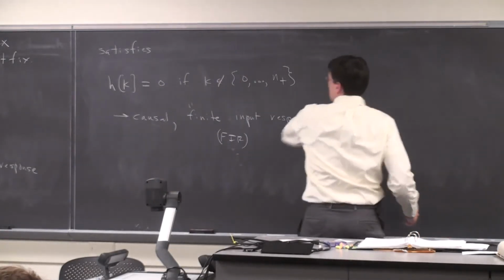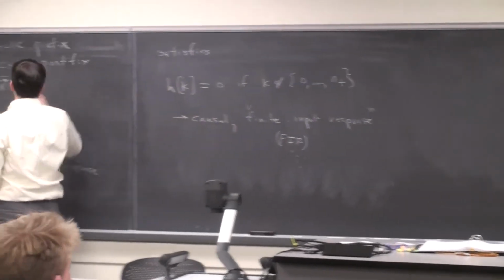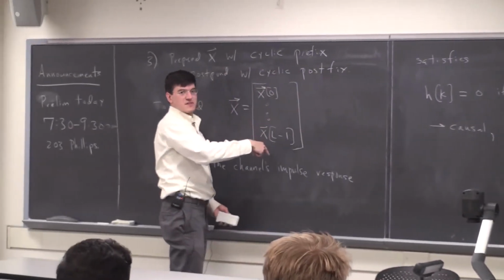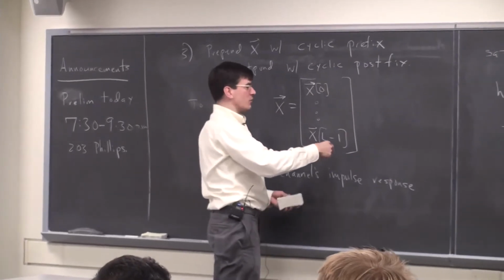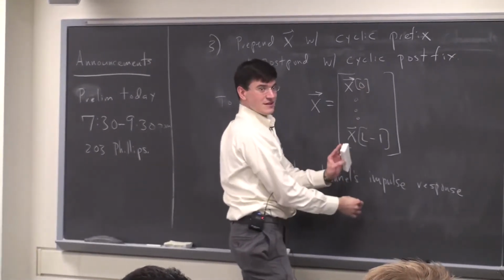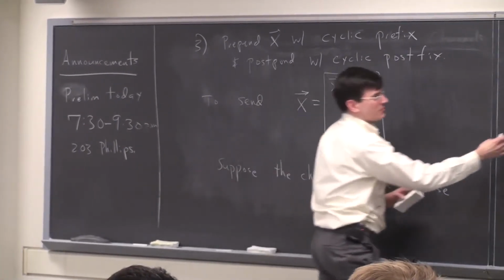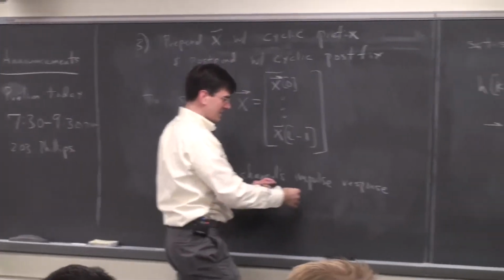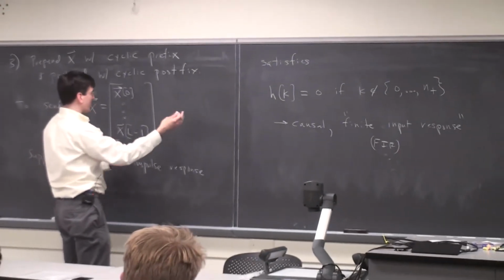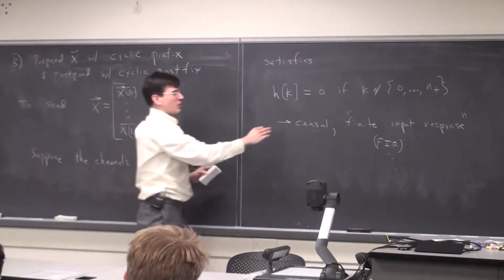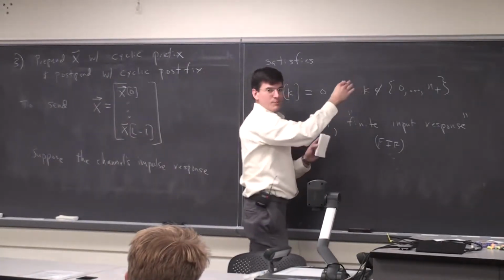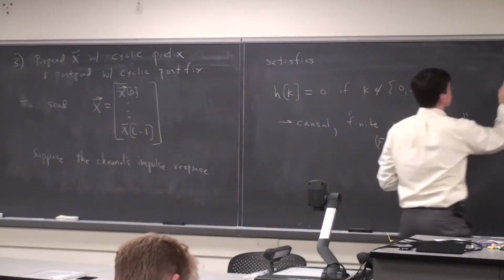Given that it's causal, to apply the prefix postfix idea, you don't actually need the postfix. The anti-causal part of the impulse response governed what you appended, and the causal part governs what you prepend. So if it's fully causal, then you don't need to postpend anything, you only prepend.